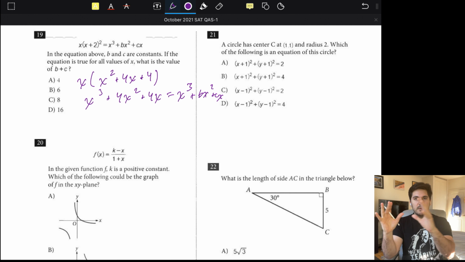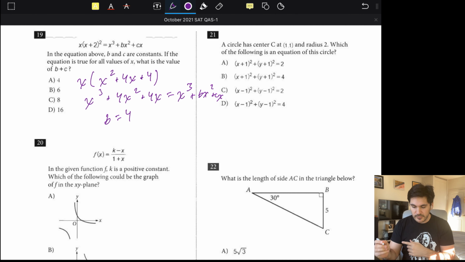Everything on the left side has to be equal to everything on the right side. So that means the number of x to the thirds and x squares and x's has to be the same on both sides. We have 4x squared on the left side, so we have to have 4x squared on the right side, which means b must be equal to 4. And if we have 4x on the left side and cx on the right side, c has to be equal to 4. And then b plus c is going to be 4 plus 4, which is just 8.